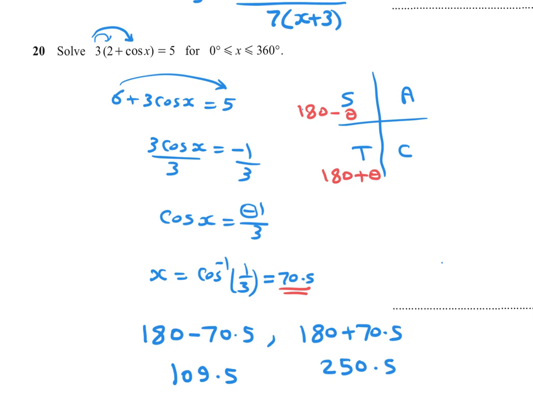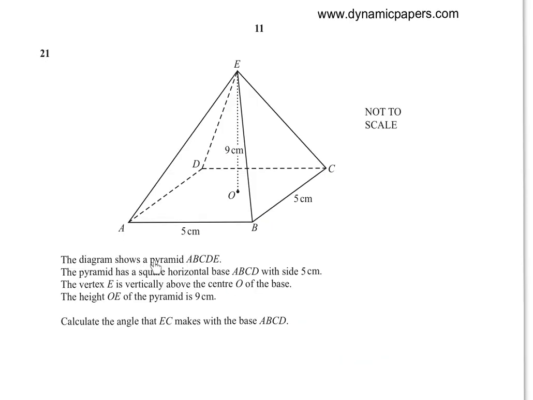250.5. 21. The diagram shows a pyramid A, B, C, D, E. The pyramid has a square horizontal base with side 5 centimeters. The vertex E is vertically above the center O of the base. The height OE of the pyramid is 9 centimeters. Calculate the angle that EC makes with the base A, B, C, D.